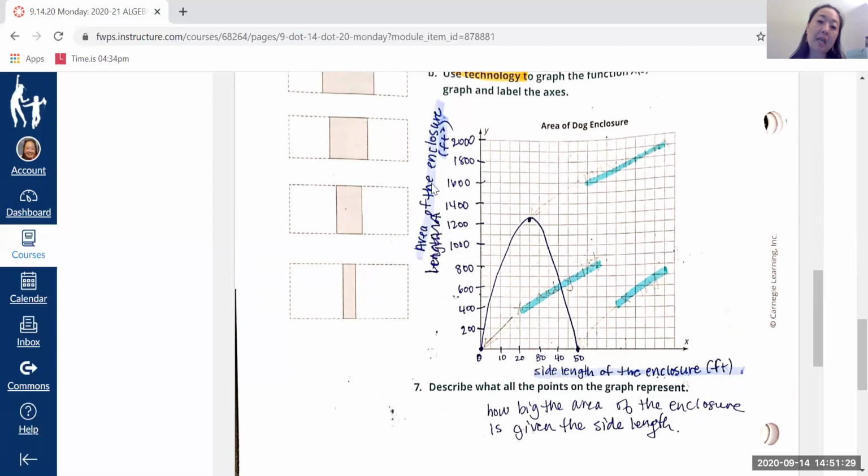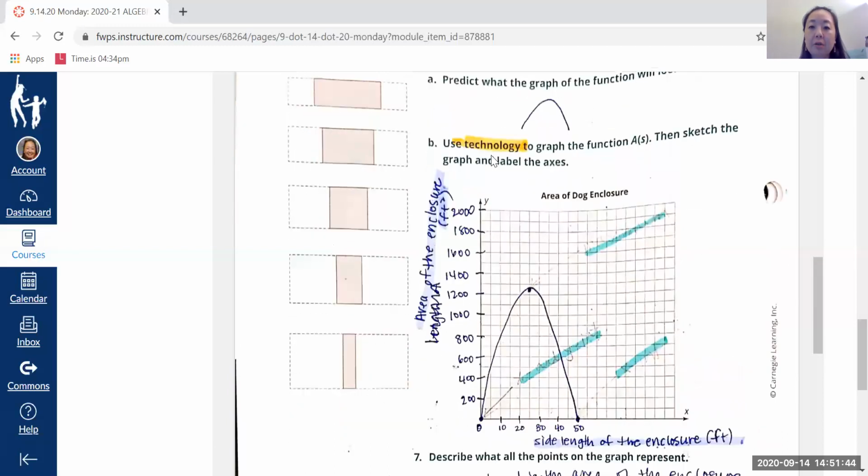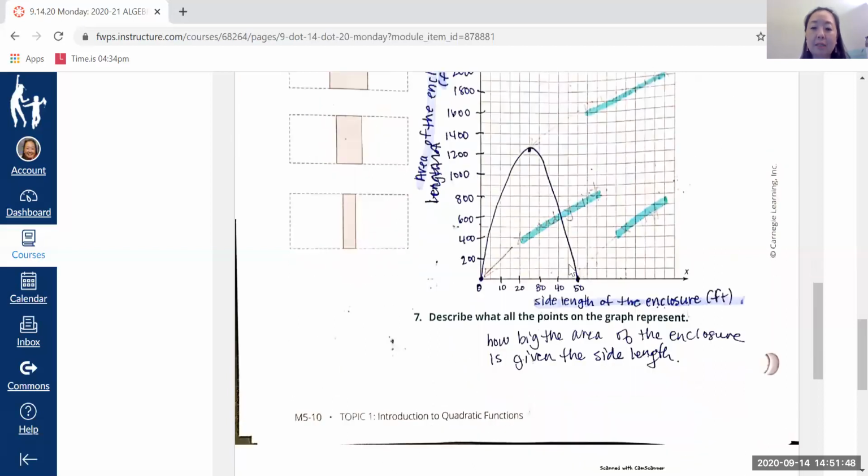And over here, this is the area of the enclosure, okay? I had length of, and then I was like, oh shoot, that's the wrong one, okay? And remember, this is always what the X represents. This is what the Y represents, okay? And when I say Y, I mean A of S in this case. Okay, so we use technology, we sketched the graph, we labeled the axes. Yep, done.